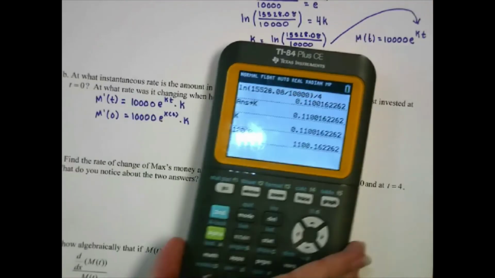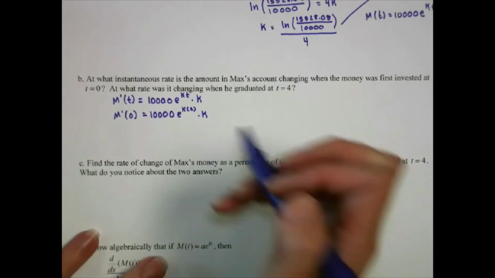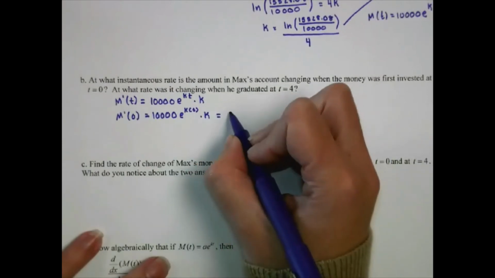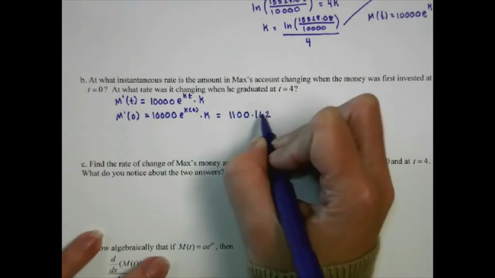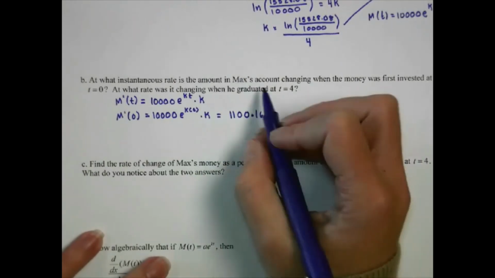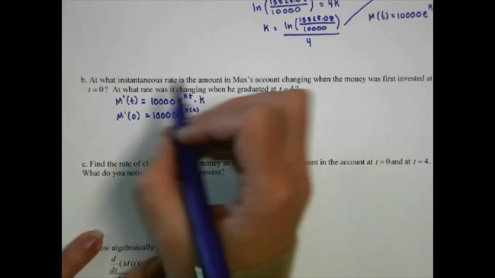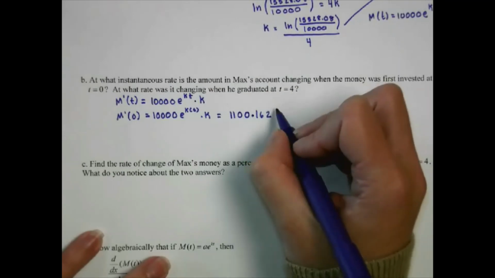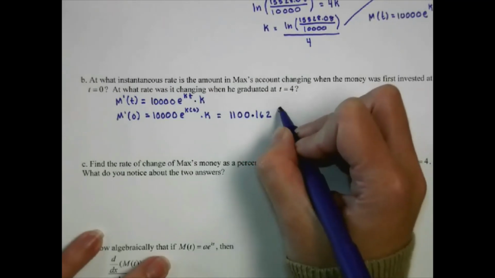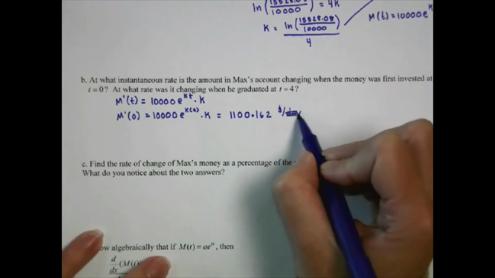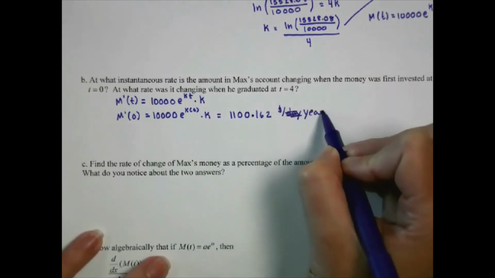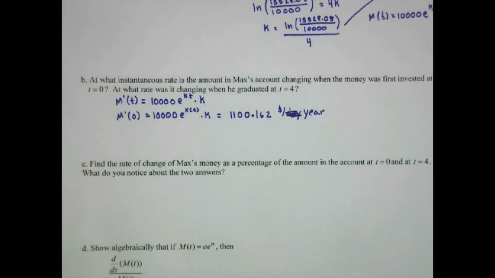So this is going to be 1100.162. This is the rate of change. So instantaneous rate of change, derivative, is going to be in dollars per year. So that means when they first started, he was getting about $1,000 more each year.